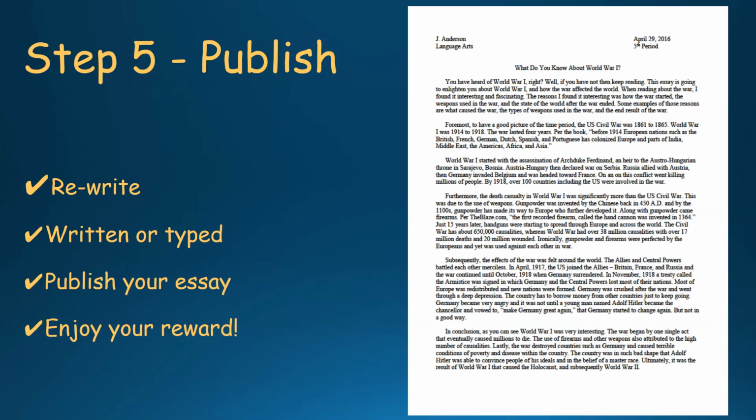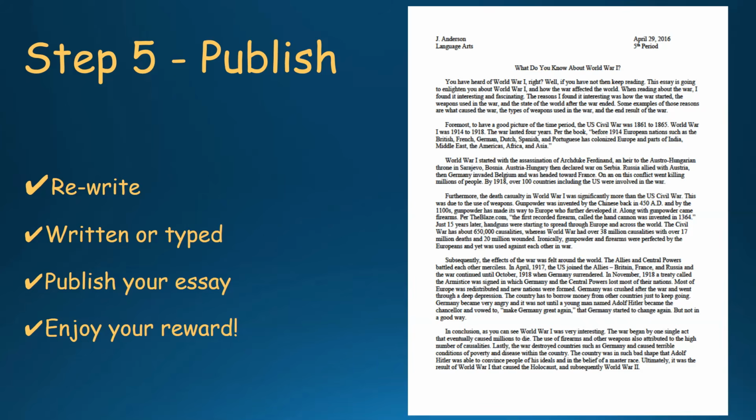The Civil War has about 650 casualties, whereas World War I had over 38 million casualties and over 17 million deaths and 20 million wounded. Ironically, gunpowder and firearms were perfected by the Europeans and yet was used against each other in the war. Subsequently, the effects of the war were felt around the world. The Allies and Central Powers battled each other mercilessly. In April 1917, the U.S. joined the Allies, Britain, France, Russia, and the war continued until October 1918 when Germany surrendered.